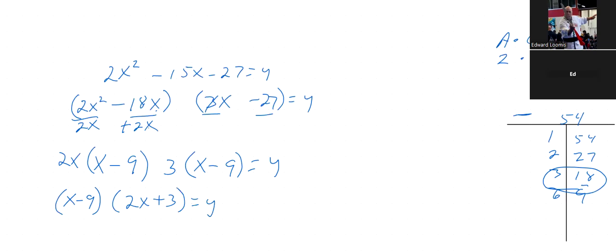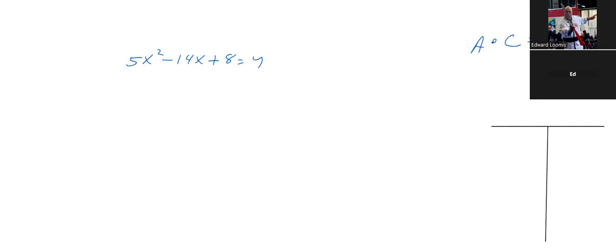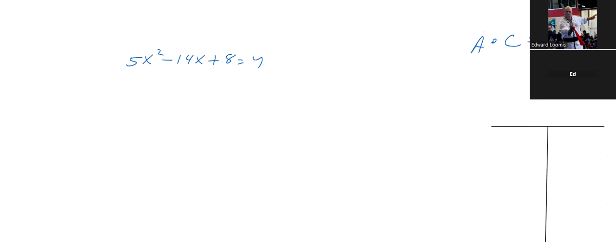Let's do another one. Okay, so we've got 5x squared minus 14x plus 8. Going to pause the recording, going to factor this down. Okay, let's take a look at this one. I'm going to take a times c, 5 times 8. A is 5, c is 8. That's 40. C is positive, so I know I'm going to want to add to get the 14.